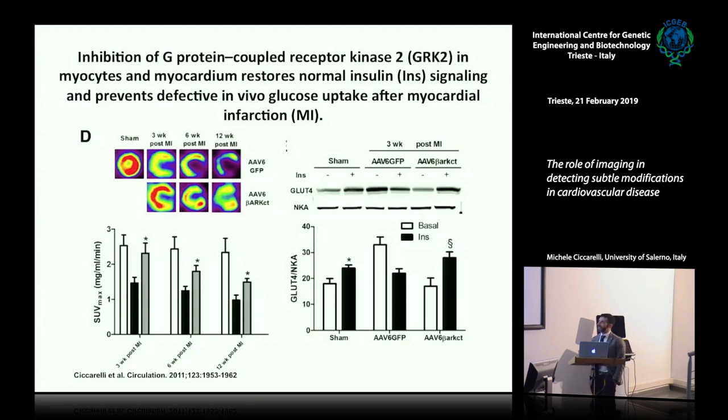But more important, what we noted is that the modification of glucose uptake was evident earlier than the cardiac dilatation and depression of ejection fraction. Here, you can see that, for example, at 3 weeks post MI, the reduced glucose uptake is already evident, even if there is no evident cardiac dilatation. And then progressively, there is a dilatation of the heart. When we employed the AAV6 BARKct gene delivery to counteract the effect of GRK2, the glucose uptake was preserved, with a preserved shape and a counteracted effect on cardiac remodeling. Also, GLUT4 translocation was preserved in the animals treated with AAV6 BARKct.